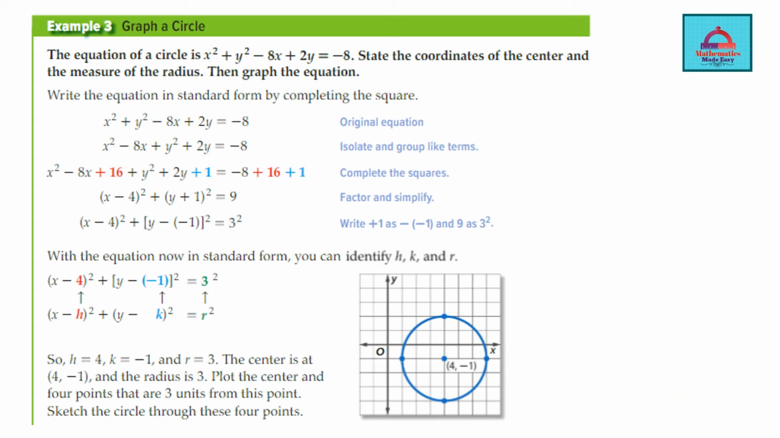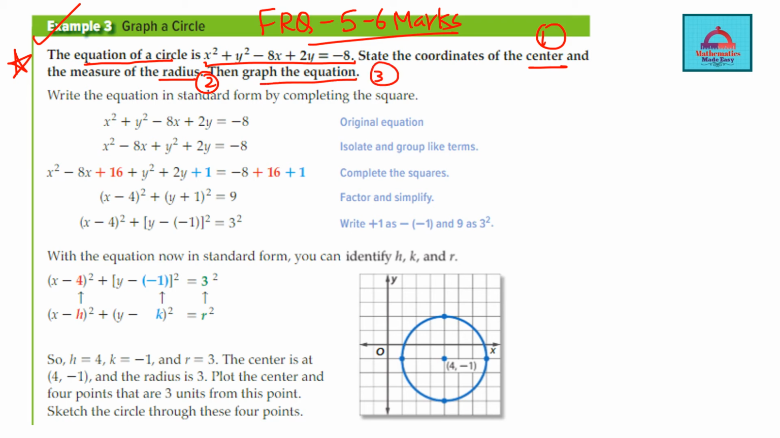Okay, now we're moving to another example. This is a very important example and this is a different kind of question. It can come as a long question, free response, for like 5 to 6 marks in your exams. Let's see how we solve this. So in this one, the equation of the circle is already given, as you can see. And you need to find the center, that's one thing. Then you need to find the radius, and then you finally need to do the graph. So three things you need to do.